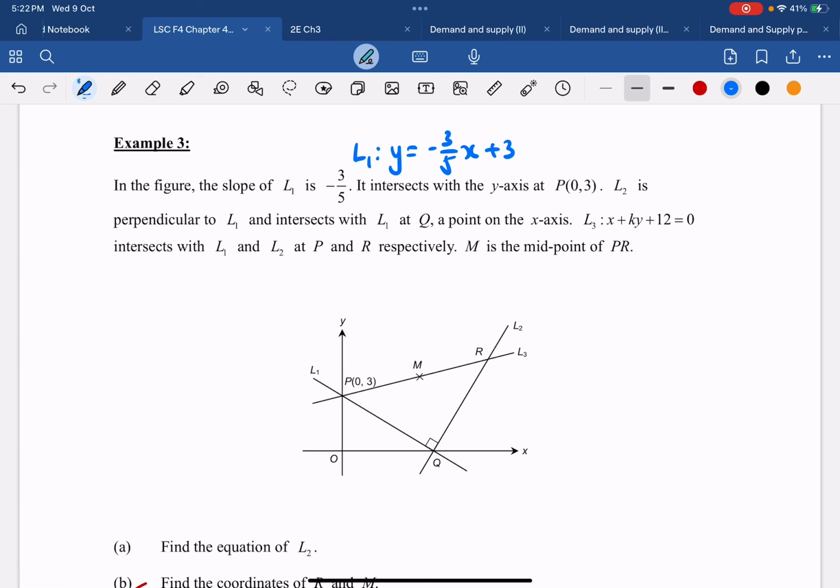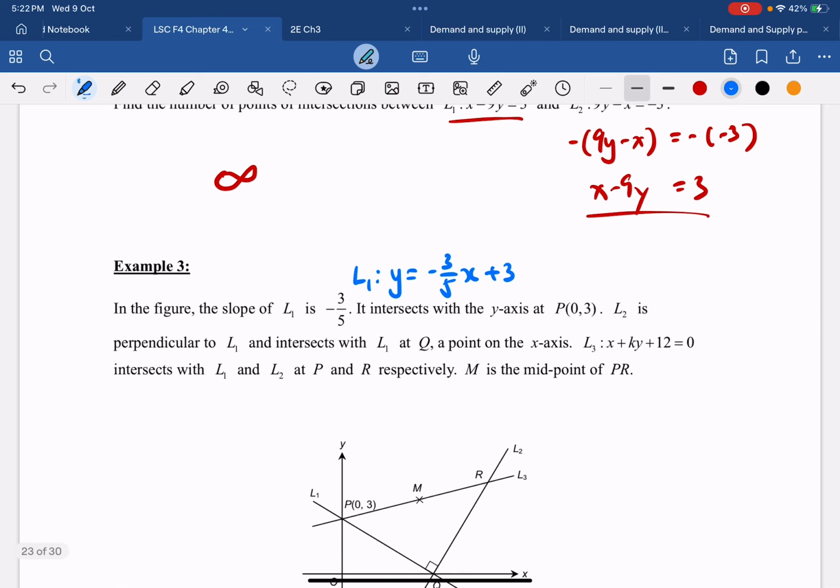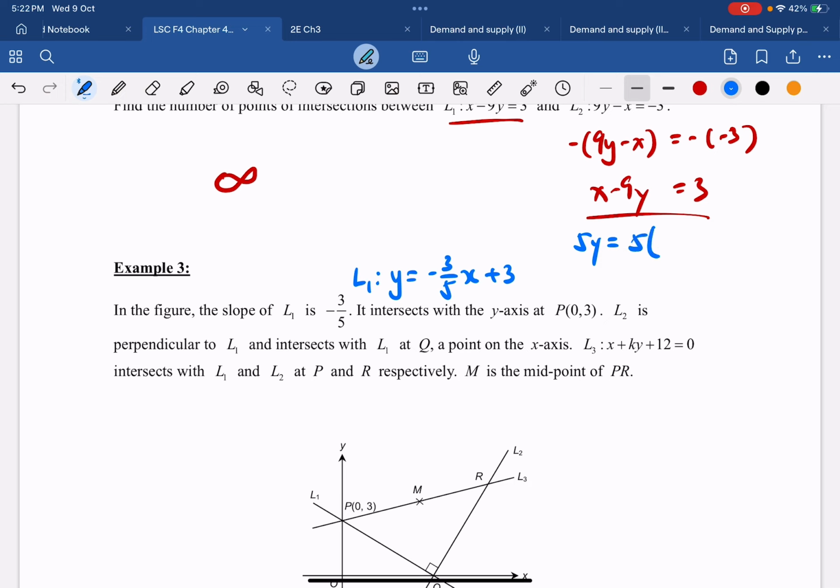You multiply the equation by 5. So let's see. So 5y equals 5 times this. So the general form would be 3x plus 5y minus 15 equals 0. So that's the equation for L1.